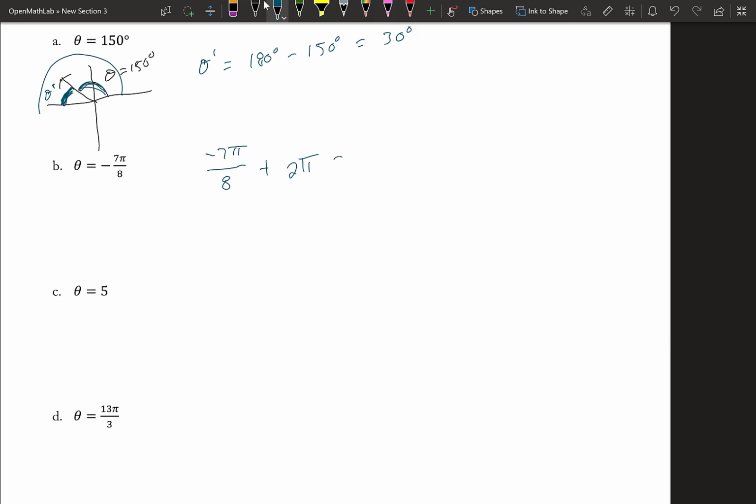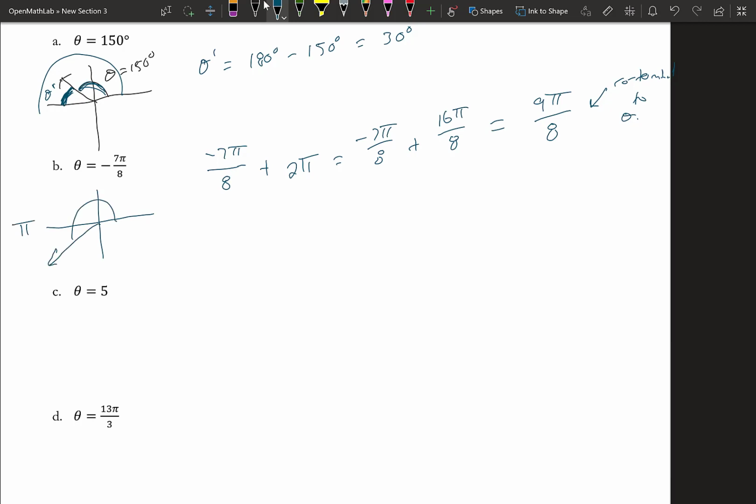So if I add 2 pi to this, that would give me negative 7 pi over 8 plus, so I'm going to get a common denominator, so that would be 16 pi over 8. That's what we could rewrite 2 pi to be. So then adding that together, we get 9 pi over 8, right? So then this is coterminal to theta, right? So if we draw this, 9/8 pi is going to be a little bigger than 1 pi, right? So here's pi, so we're going to be a little bit bigger.